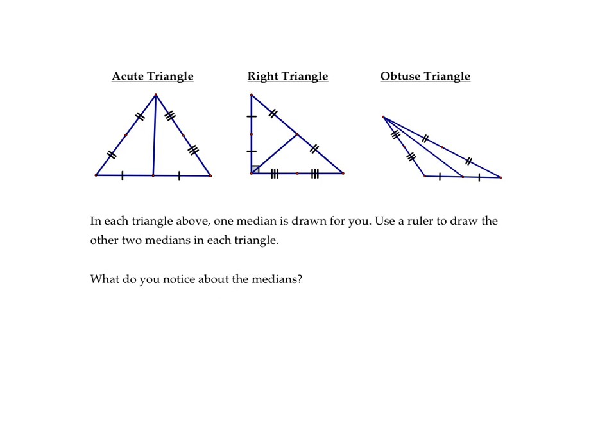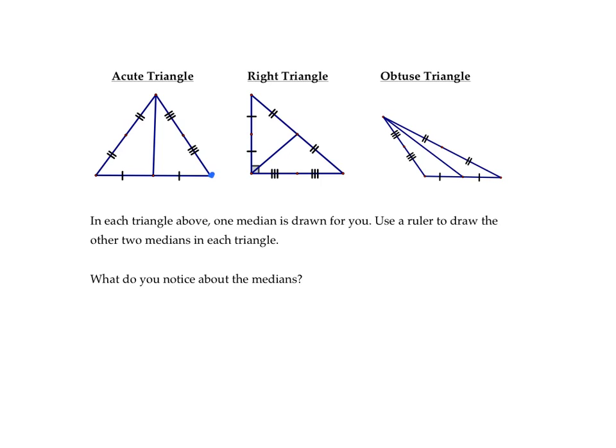Every triangle has three medians, and we're going to take a look at what these medians look like in an acute triangle, a right triangle, and an obtuse triangle. Notice that in each of these three triangles, one median is drawn for you. What I would like you to do is take your ruler, and I can't use a ruler on the iPad, so I'm going to draw mine freehand. But you're going to take your ruler and connect each remaining vertex.